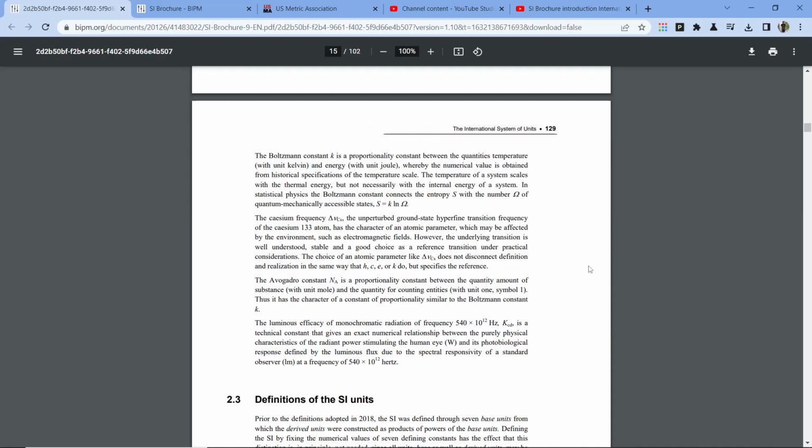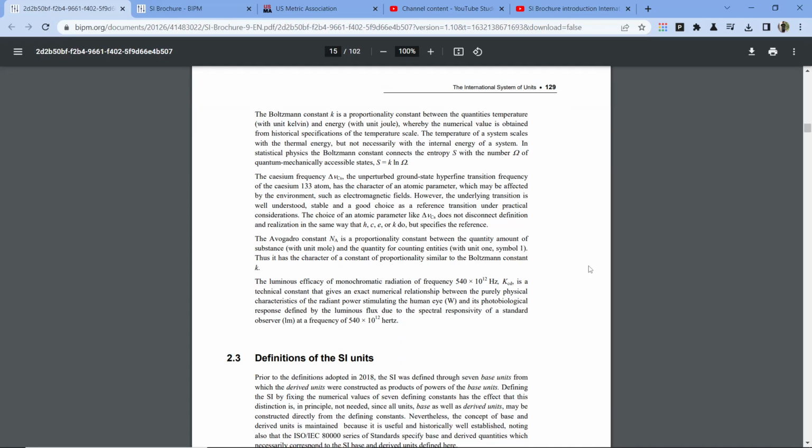The Avogadro constant, N sub A, is the proportionality constant between the quantity amount of substance with unit mole and the quantity for counting entities with unit 1, symbol 1. Thus it has the character of a constant of proportionality similar to the Boltzmann constant k. The luminous efficacy of monochromatic radiation of frequency 540 times 10 to the 12th Hz, K sub cd, is a technical constant that gives an exact numerical relationship between the purely physical characteristics of the radiant power stimulating the human eye and its photobiological response defined by the luminous flux due to the spectral responsivity of a standard observer V(lambda) at a frequency of 540 times 10 to the 12th Hz.